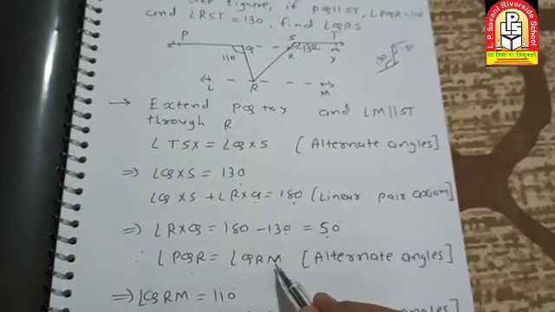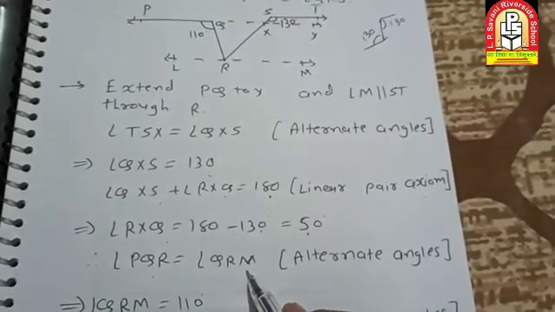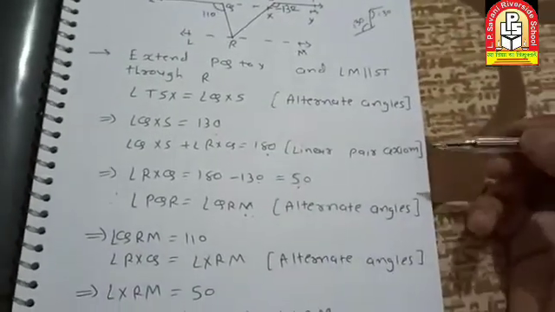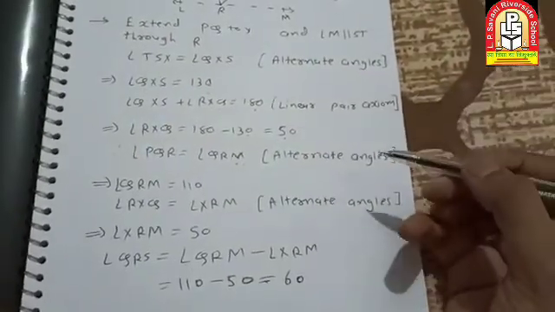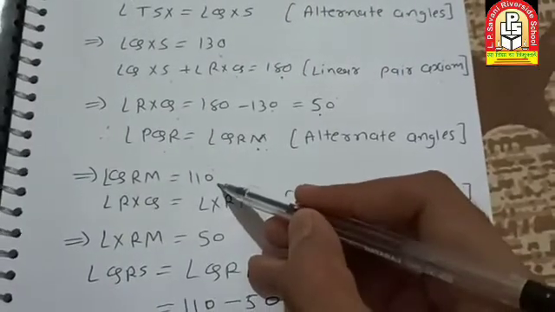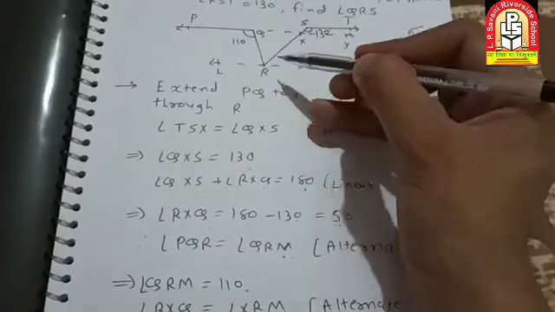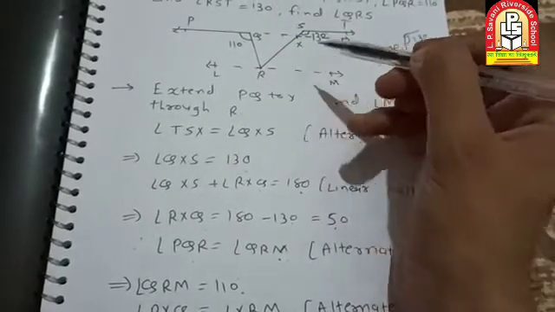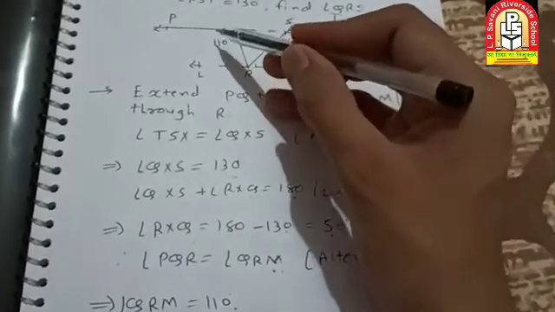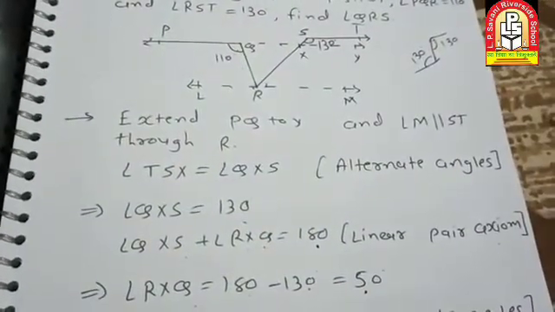Angle PQR is equal to QRM. Angle PQR is equal to QRM, that is the alternate angle, so they are the same. After that, QRM is equal to 110, it is given in the figure. These two make a Z shape, that is the alternate angle. So PQR and QRM are the same angle.